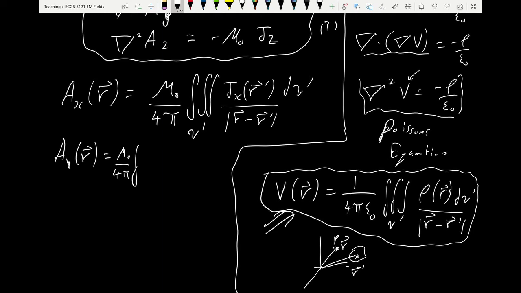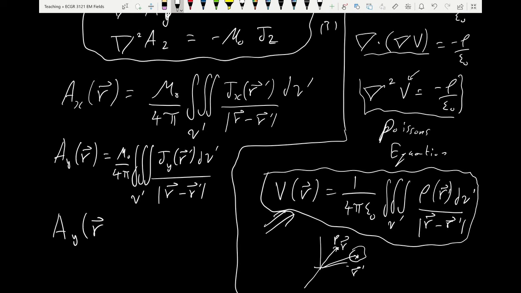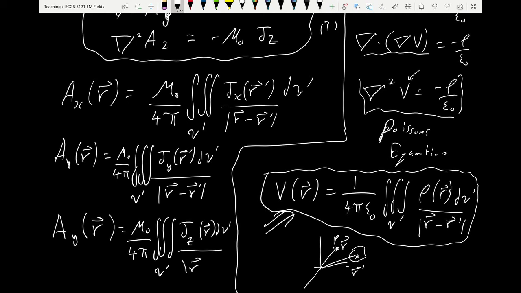I'm just repeating the same thing. A_y(r) = μ₀/4π ∫ J_y(r′) dV′ / |r − r′|. And then A_z(r) = μ₀/4π, same thing, but now J_z(r′) dV′ over |r − r′|. Right? Expressions that are analogous to the case of finding a voltage for a charge distribution.